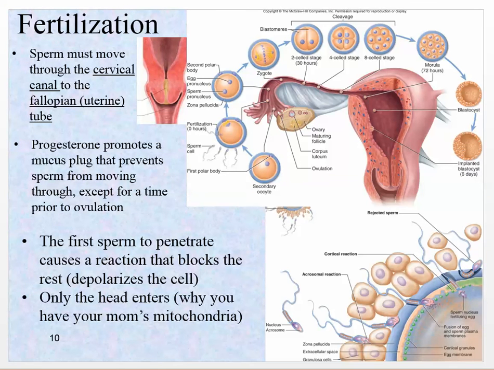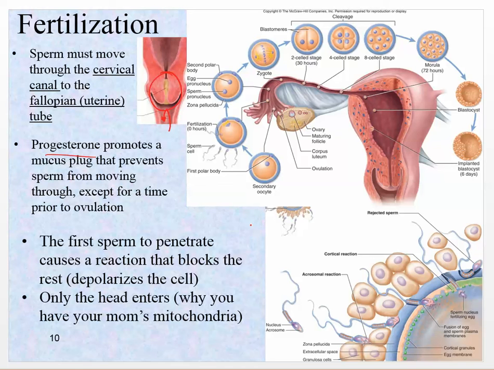Okay, so fertilization. Sperm must move through the cervical canal to the fallopian or uterine tubes, and this shows the mucus plug in place here. And so sperm are unable to move through here, and so no fertilization can take place. So that's what this says. Progesterone promotes a mucus plug that prevents sperm from moving.